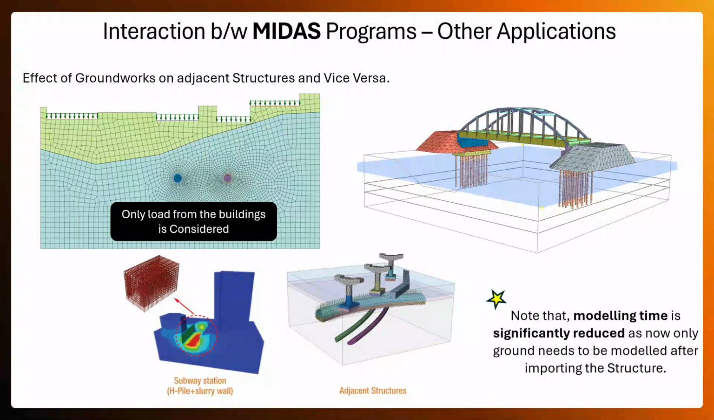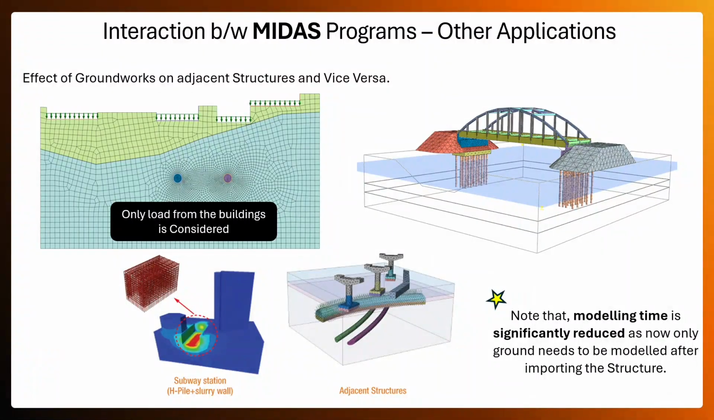So talking about the interaction between Civil and GTS NX, within GTS NX itself, you can just add the loads and obtain the deformations and settlements and other stresses, etc. This can be done in 2D and 3D as well. Other than that, you can study the interaction of the structures which are imported from Civil NX to GTS NX. Once the analysis is completed, you can directly view the deformations and displacements. And also you can study the interaction of these structures on nearby excavations and vice versa.